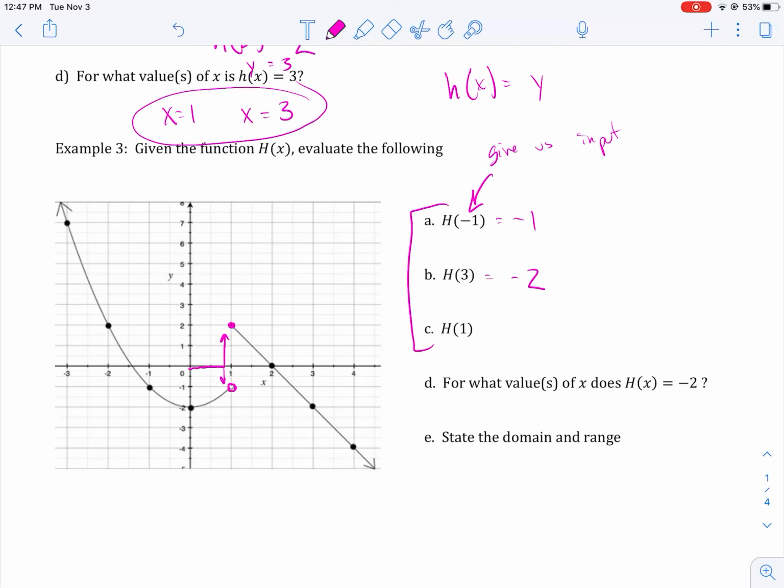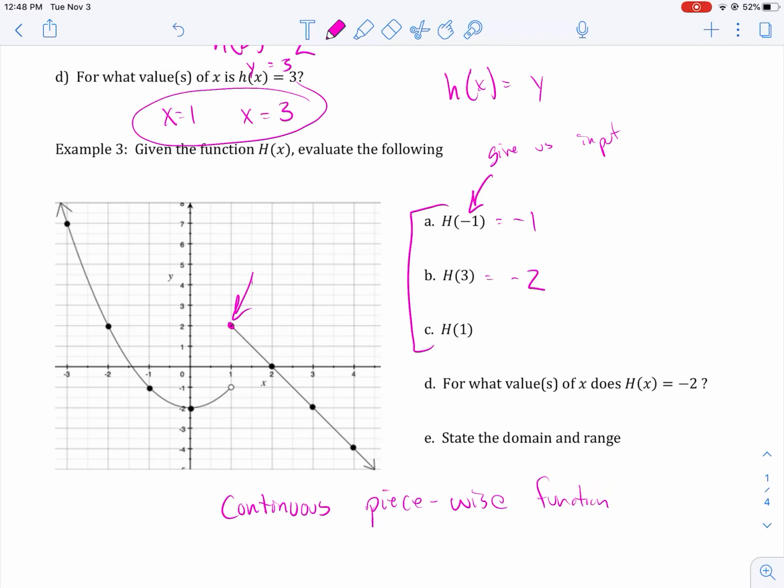So this is actually a continuous piecewise function, in the sense that even though down here we have a hole at 1 on the other graph, or the other equation that's being graphed here, we have a closed circle here. So at 1, we don't want to say -1. We want to say when our input is 1, our output is actually 2. So just keep that in mind.